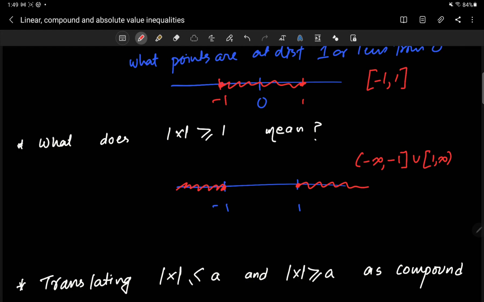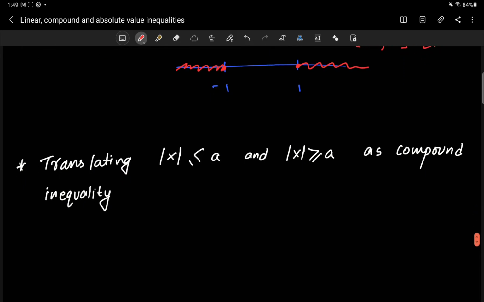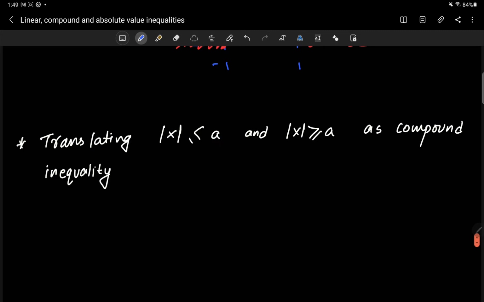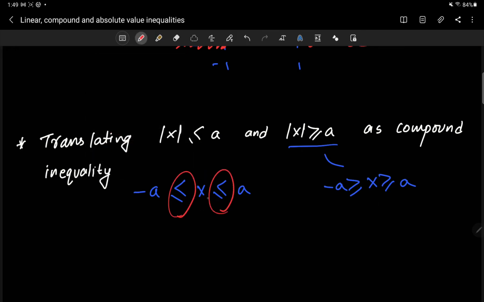Okay. Now these can be translated as compound inequalities. For example, the fact that the absolute value of x is less than or equal to a can be written as x is less than or equal to a and greater than or equal to -a. And this can be written as x is greater than or equal to a and less than or equal to -a. So notice how the set of directions for these are the same. These are both left facing, these are both right facing.